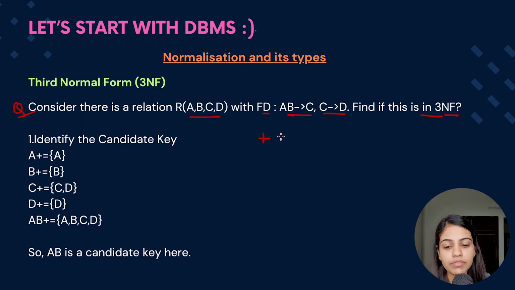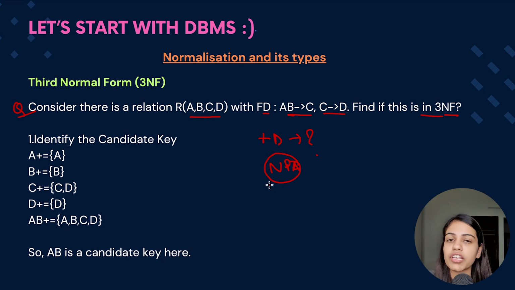So we need to check if there is any transitive dependency. And for the transitive dependency check, we need to know what the non-prime attributes are for this particular table. Finding the non-prime attributes is very easy when we know the candidate key, because all the attributes which are not part of the candidate key lie in the non-prime attributes. So let's find the candidate key for this given table.